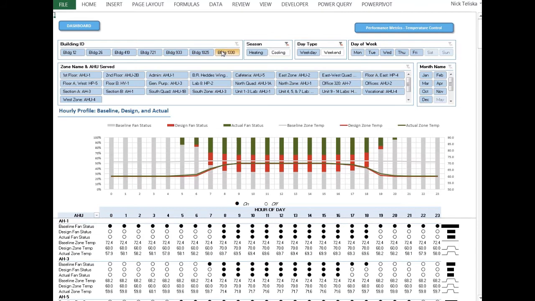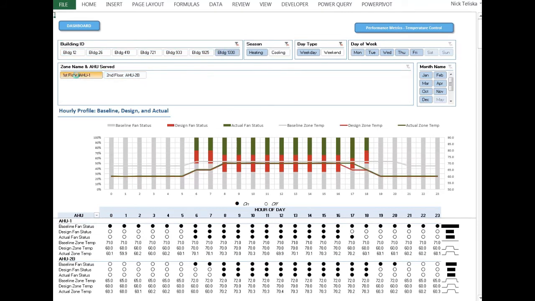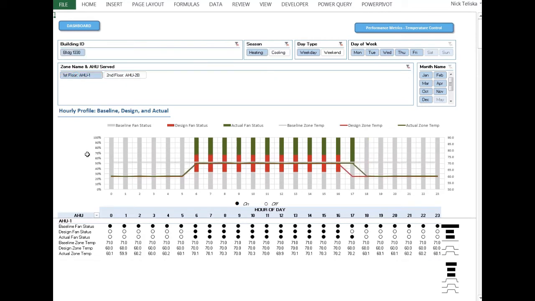Let's examine that unit in Building 1330 that we saw was not performing well. And we can quickly see the extra runtime here that was not planned at the end of the day. The temperature control generally looks good up until that time. So what about the weekend?